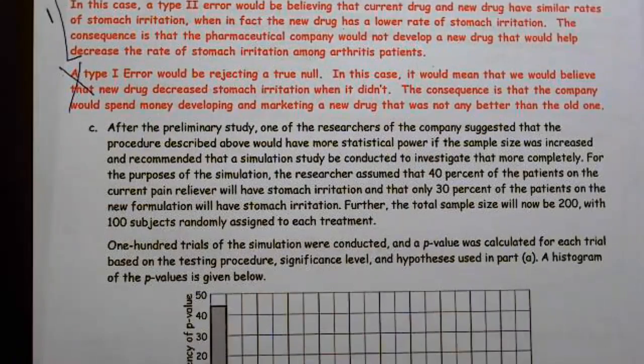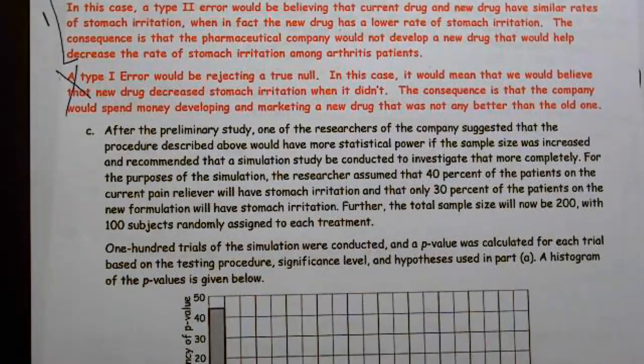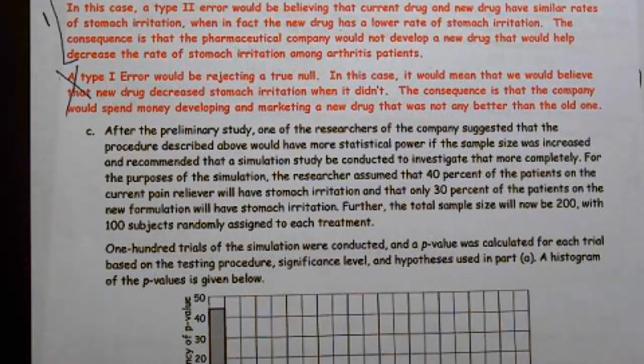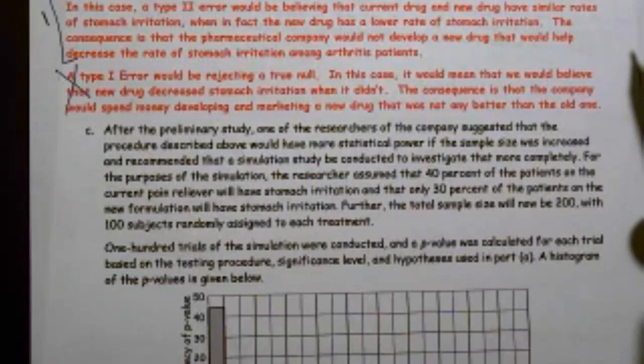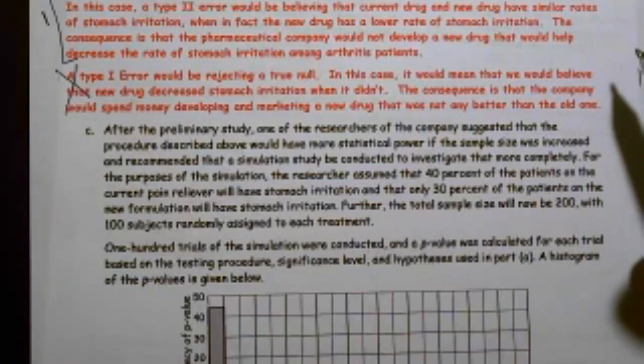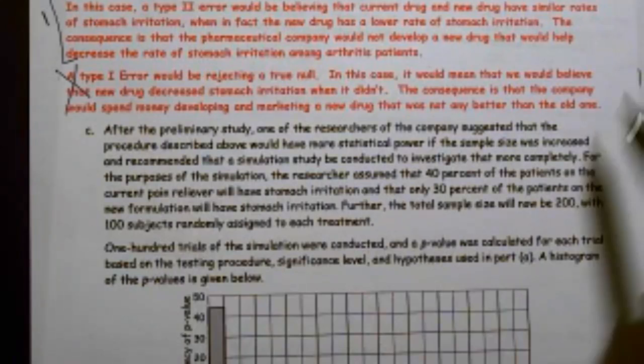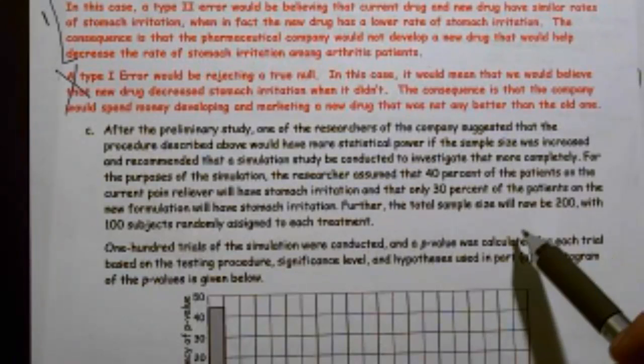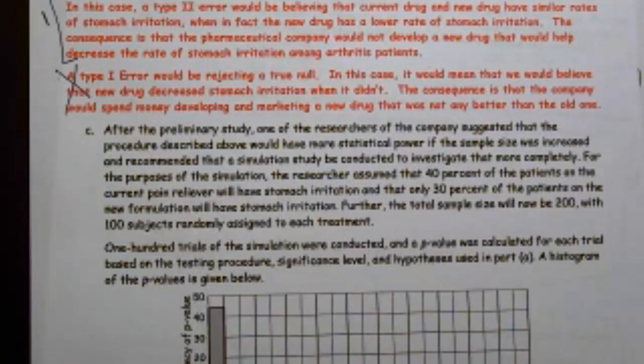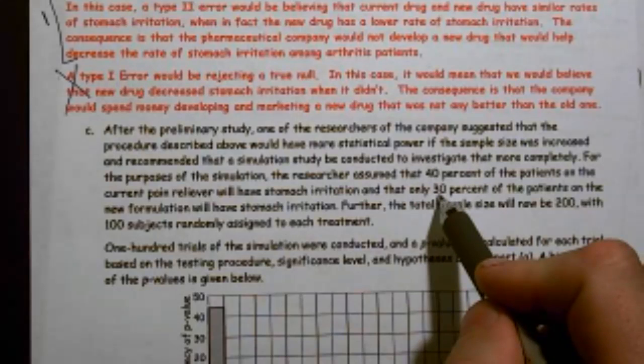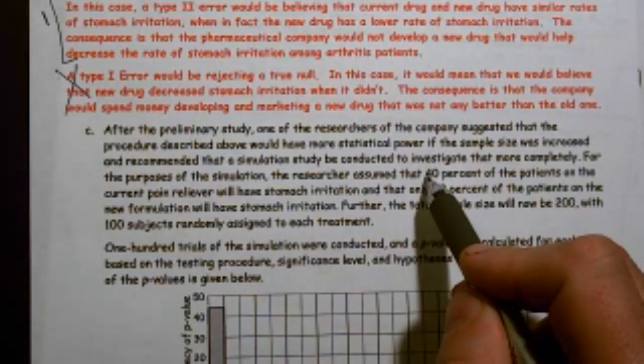I'm going to leave it here for just a second. So it says, after the preliminary study, one of the researchers of the company suggested that the procedure described above would have more statistical power if the sample size was increased, and recommended that a simulation study be conducted to investigate that more completely. For the purposes of the simulation, the researcher assumed that 40% of the patients in the current pain reliever will have stomach irritation and only 30% in the new. So basically, the assumption is 30% new, 40% current.